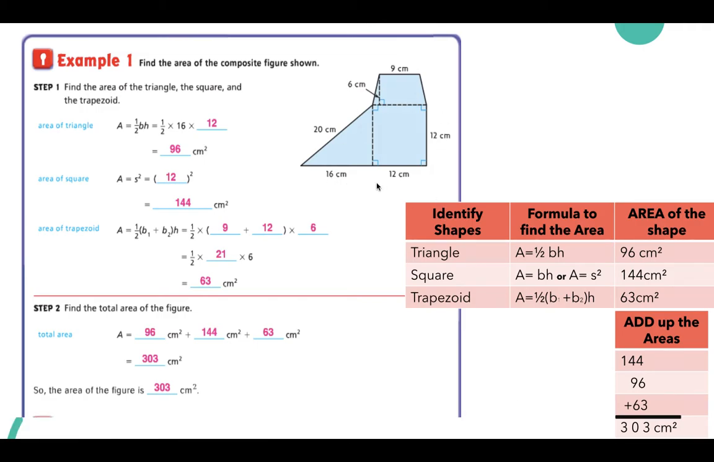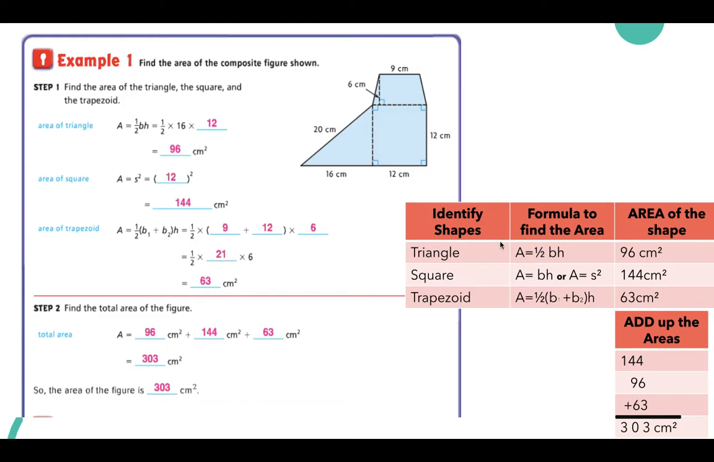So here we have this composite figure, this composite shape made up of many different shapes. It's made up of a triangle, of a square, and then we see this shape. That's confusing to some of us sometimes, but this is called a trapezoid. It's got one base, two bases, and then you see that we have these diagonal lines here. That's called the trapezoid.